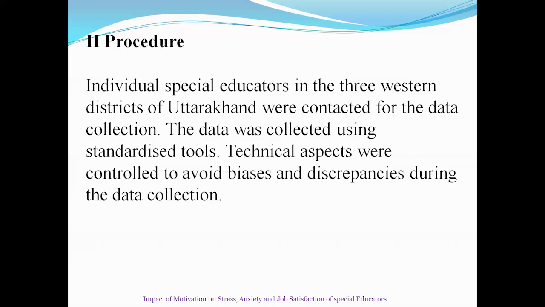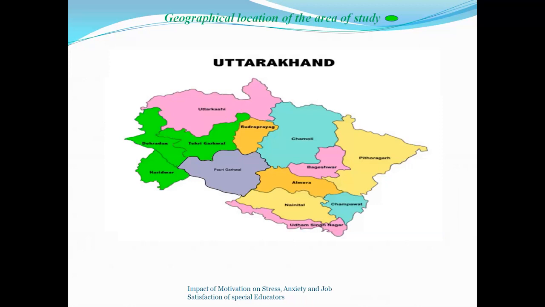Technical aspects were controlled to avoid biases and discrepancies during the data collection. Technical aspects like leaving the questionnaire with the teachers for too long or giving them too short a time, and also not giving them enough opportunities to discuss the questionnaire with their colleagues, so that there is no question of teachers getting opinionated by their colleagues and friends. And now the area of the study is marked in green, that is 3 western districts of the state of Uttarakhand in India.